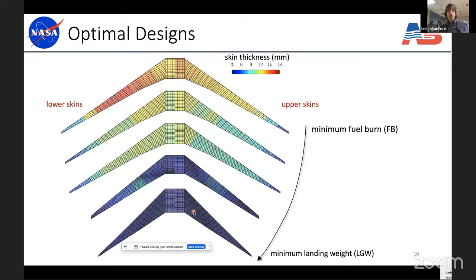So this shows some of those optimal designs across this Pareto front. This is a little bit difficult to look at, so I'll walk you through it. This design here is at the top of the Pareto front, so this is the minimum fuel burn design. And then we sweep down to this design on the bottom, which is the minimum landing weight design on the other extreme of the Pareto front.